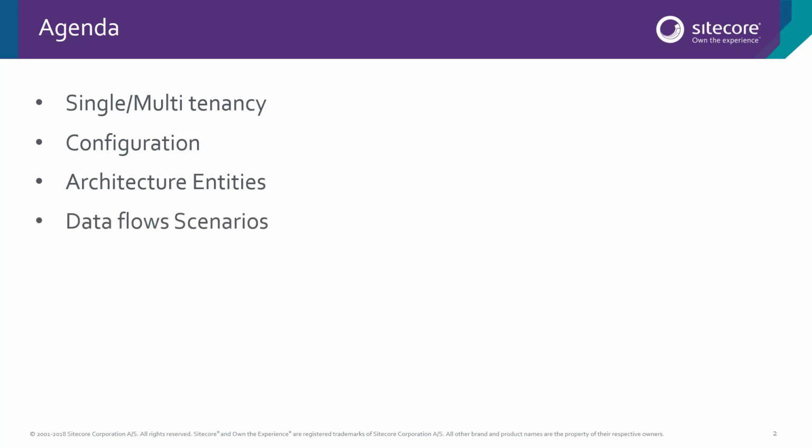We'll follow this by going through some sample data flow scenarios to demonstrate how and when the different architecture entities communicate with each other. Then finally, we'll finish off by looking at some example topologies, showing you how you can scale the various architecture entities.